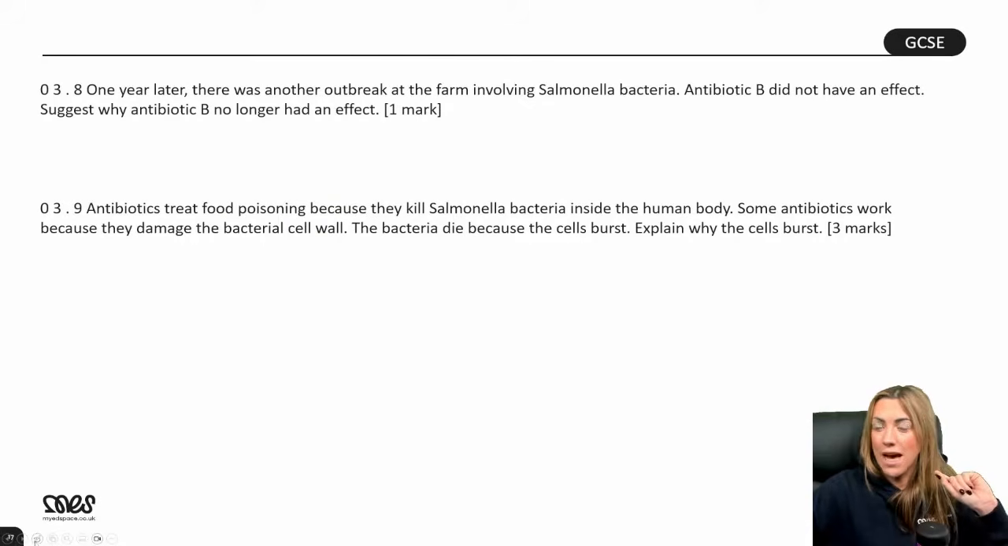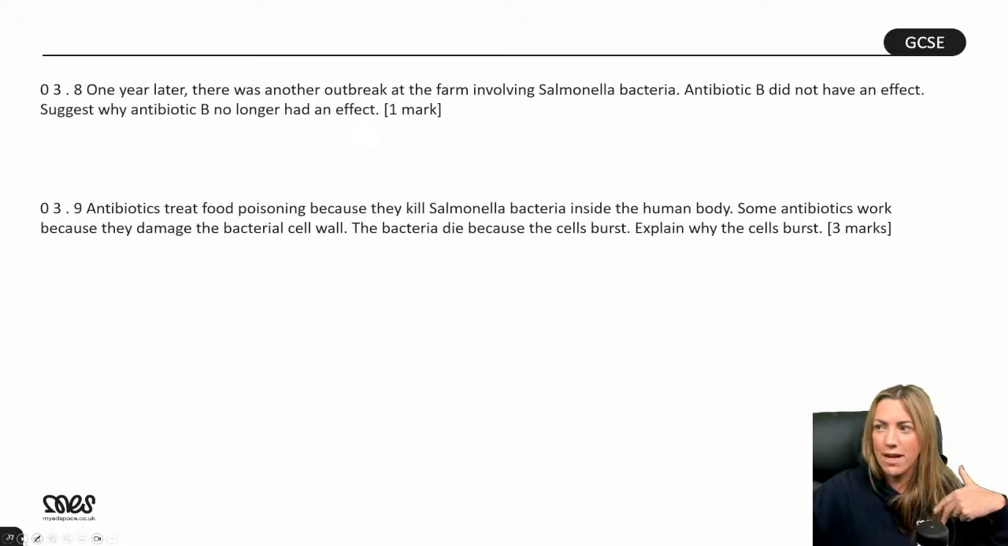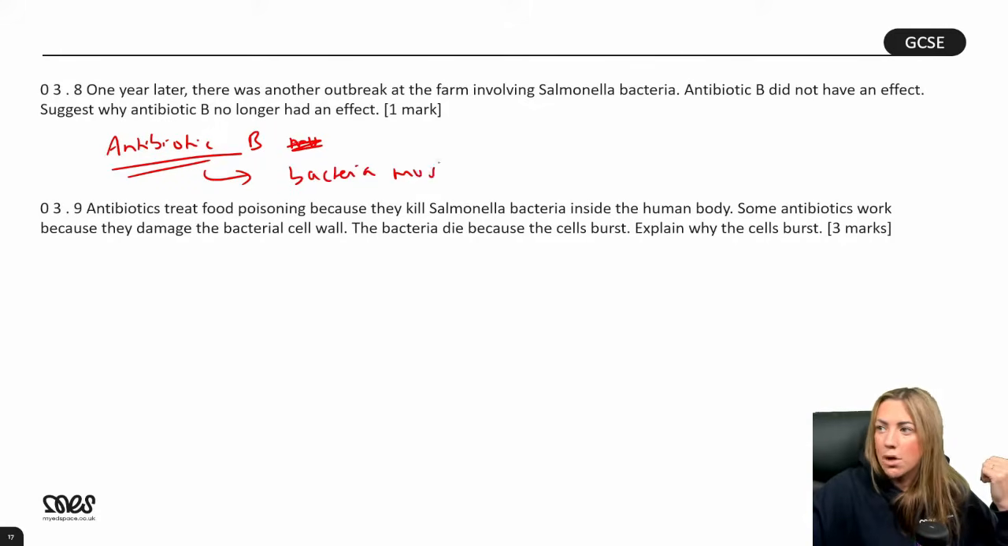One year later, there was another outbreak at the farm involving Salmonella bacteria. Antibiotic B did not have an effect. Suggest why antibiotic B no longer had an effect. It looks here like antibiotic B was super effective at killing the bacteria, but now it's saying it's no longer effective. Let's just word this differently. The bacteria must be resistant to antibiotic B.